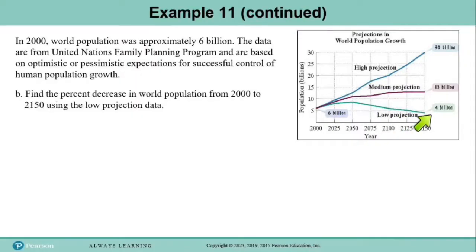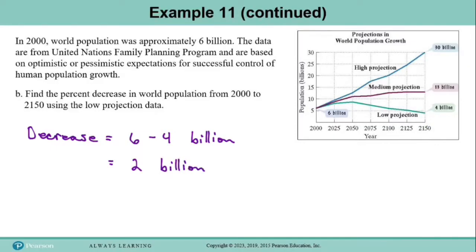So this time we have a decrease. So let's start by calculating the amount of the decrease. And that would be the 6 billion that we started with minus the 4 billion from the year 2150, which would be a decrease of 2 billion people. And then the percent decrease is the 2, because that's the change, divided by the amount in the original population, so the original number, which was 6 billion.